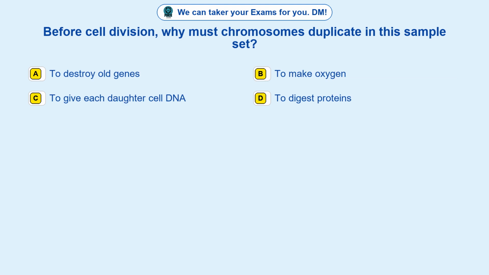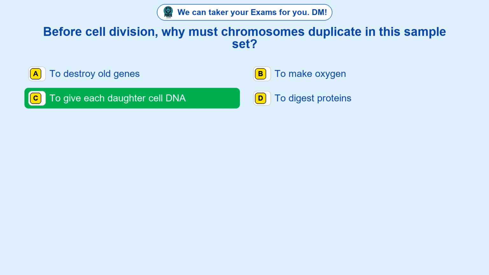Question 4. Before cell division, why must chromosomes duplicate in the sample set? Option A, to destroy old genes. Option B, to make oxygen. Option C, to give each daughter cell DNA. Option D, to digest proteins. The correct answer is option C, to give each daughter cell DNA.